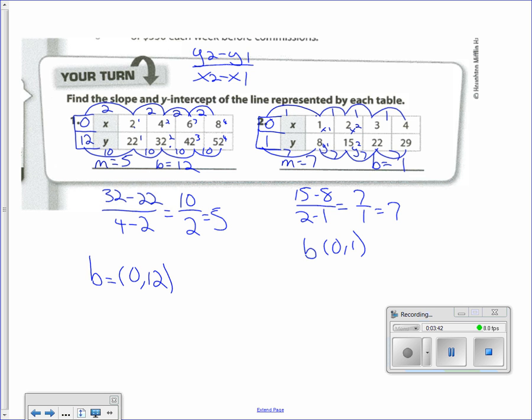Use this process to answer a lot of the questions on the homework. You're going to use the slope formula and then count backwards with the change in x and change in y to get your y-intercepts. Y-intercepts, slope.